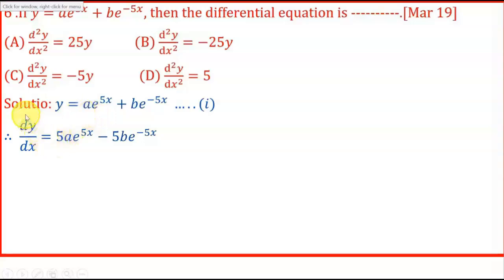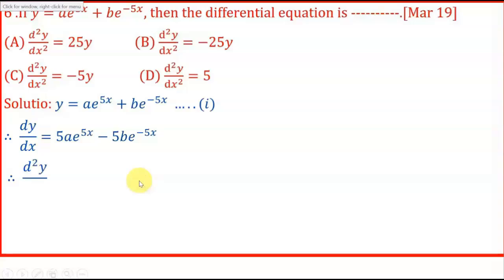Now the first differentiation: dy by dx is equal to the derivative of e raised to 5x, which is e raised to 5x into the derivative of 5x. The derivative of 5x is 5. Therefore the derivative of e raised to 5x is 5 into e raised to 5x. This constant a is as it is. Now again the derivative of e raised to minus 5x is e raised to minus 5x times the derivative of minus 5x, which is minus 5. This is the first derivative.